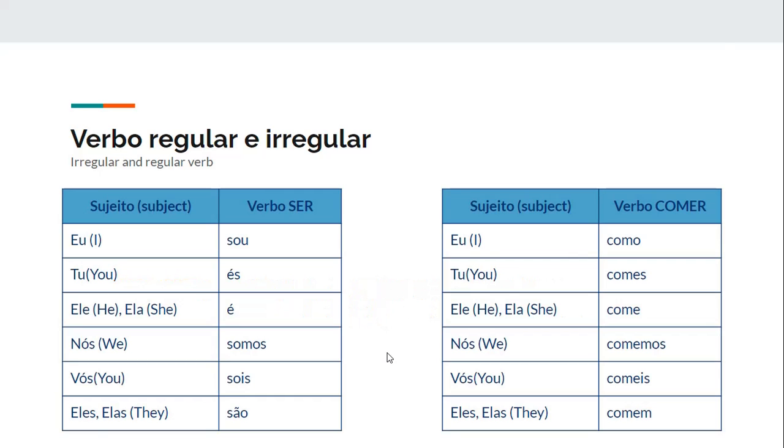And just to make this easier to understand, here we have comer, and as you can see, the radical of comer is com, so all of them start with com. So this is a regular verb. But here, ser, maybe we must assume that only the letter S is the radical of it. And as you can see here, we have different forms, so it's not following a pattern, so it's not a regular verb, and that's why we call it an irregular verb, and that's it.